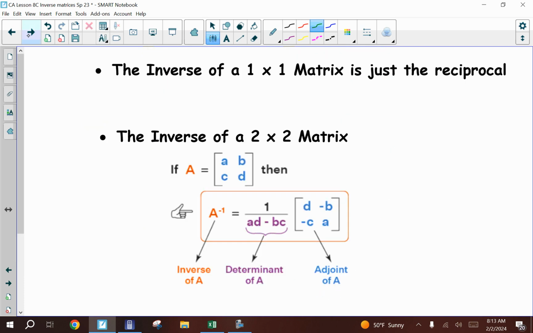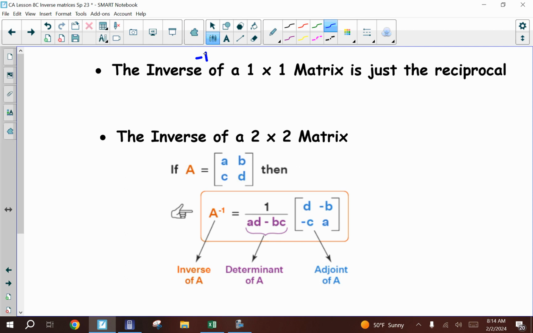Okay? Now, that wasn't calculating the inverse. So what we're going to do now is actually calculate an inverse. Now, there are different rules for the different sizes. So the inverse of a 1 by 1 is just the reciprocal. And I should also mention the symbol for an inverse looks like a -1 power.